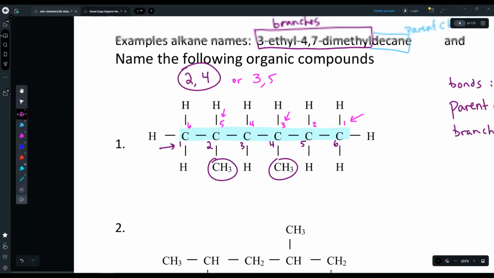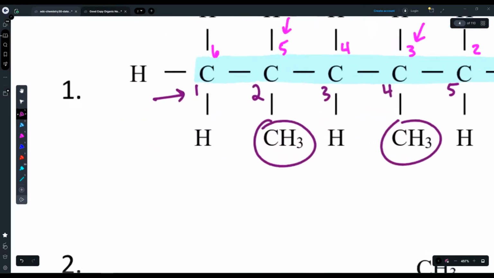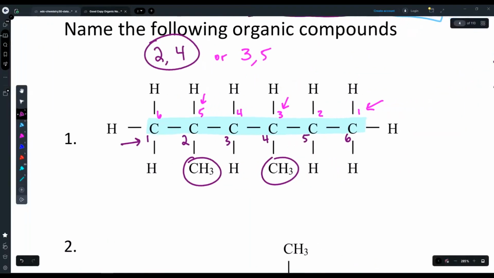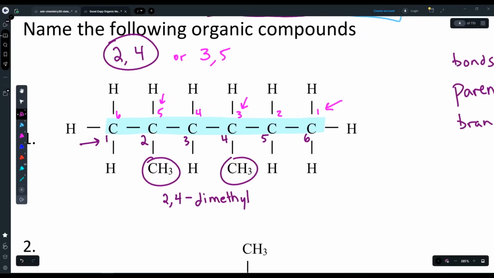So where can I put this here? I'll just write this name right here. So remember, talking about the branches always comes first in a name. So I'm going to go 2, 4 to say I have branches on carbons 2 and 4 in the parent chain. A dash to separate out numbers and letters, and I need to say di because there's 2 of the same type of branch, methyl. So meth means that there's 1 carbon in each of these branches. YL is just a suffix for branches.